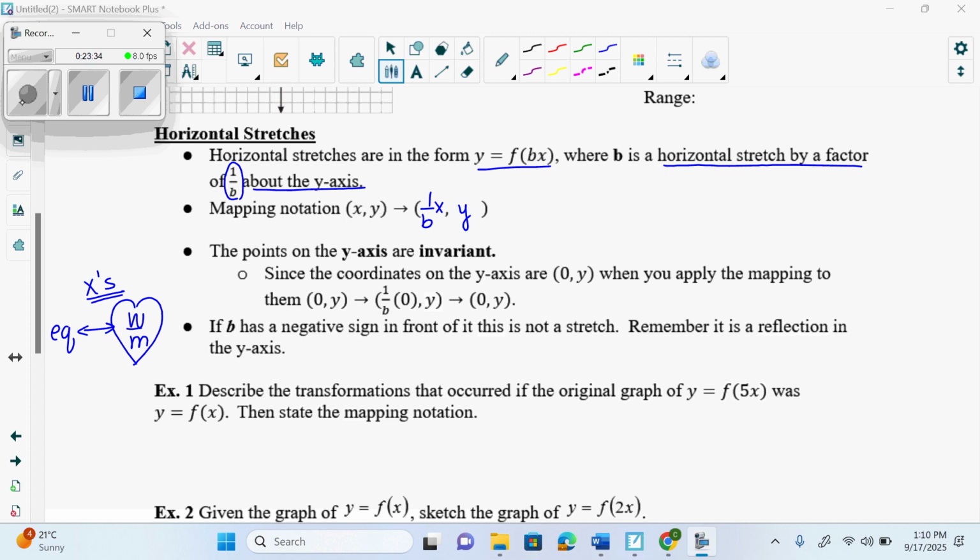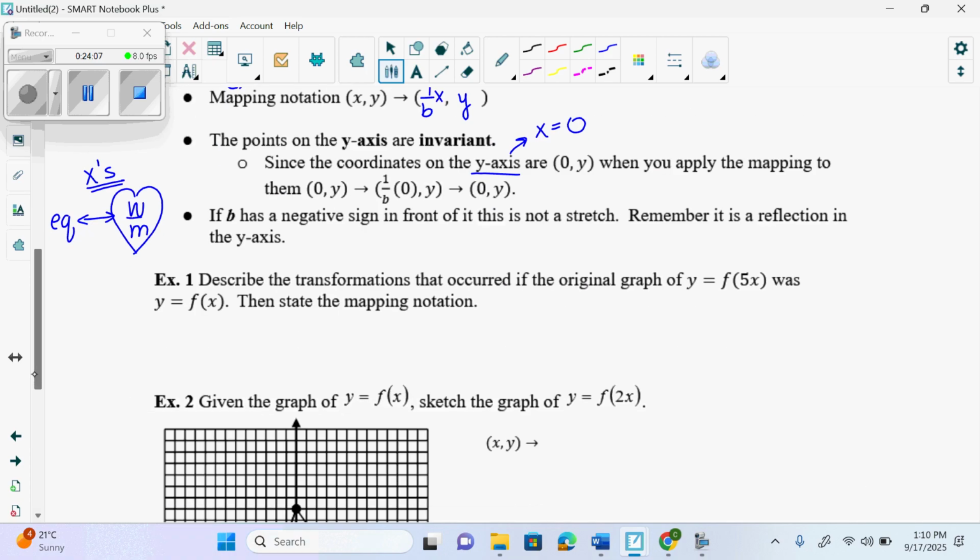So this would be the same where when we were stretching a y, if y was 0 and we multiplied it, it stayed, correct? Now we're stretching an x. So if x is 0 and we multiply it, it's going to stay the same. So for these ones, the invariant point is on the y-axis because that's where x equals 0. If b is a negative sign, just like before, it's not a stretch, it's a reflection, correct? So don't say horizontally stretched by negative 1 over b. It'll be 1 over b, and the negative's a reflection. So it's two things happening when you have a negative.